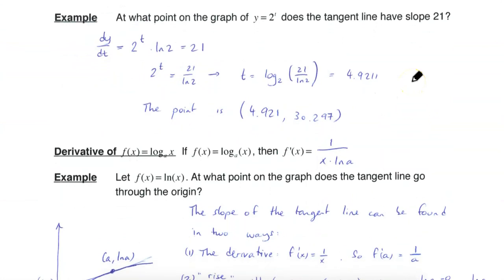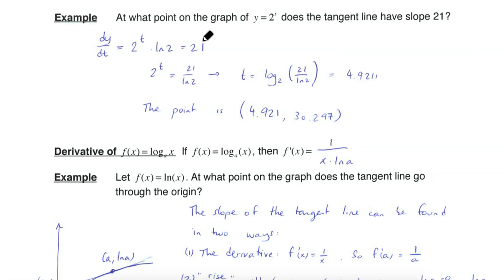A quick example that requires the calculator. At what point on the graph of y equals 2 to the t does the tangent line have slope 21? Okay, so we are wondering about the slope of this graph, and we are wondering when it's equal to 21. So we're going to take the derivative of y equals 2 power t, and then we're going to set this equal to 21. So the derivative of 2 power t is 2 power t times ln of 2. This is what we just learned now, and we set this equal to 21.